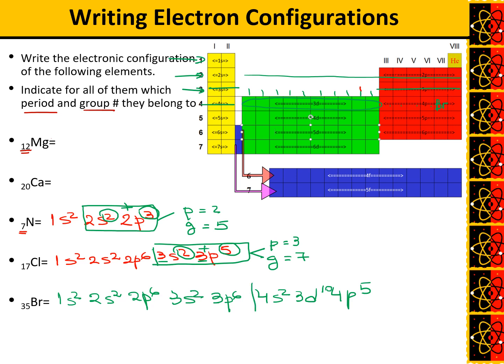This is the last level. Yes, the highest level. So that means that bromine belongs in period equals 4, because the highest number is going to give me the period number. Now how many electrons does it have here? 2 plus 10 plus 5. So the group is going to be 17.